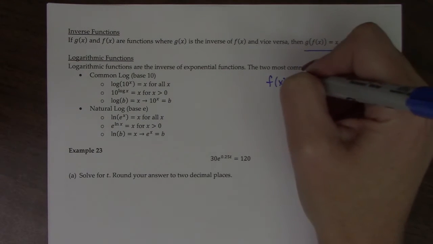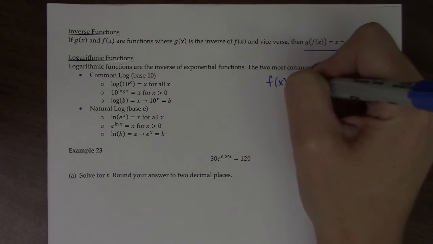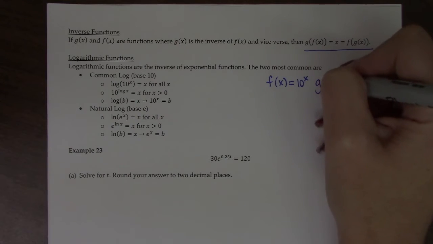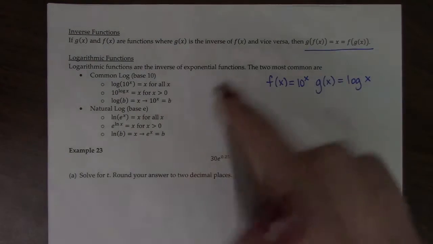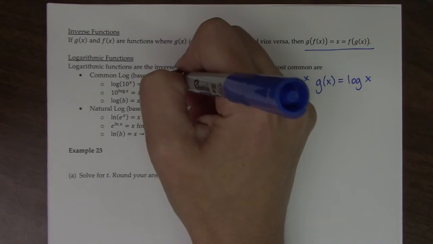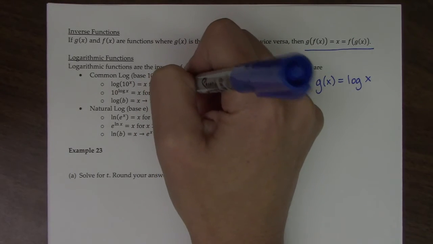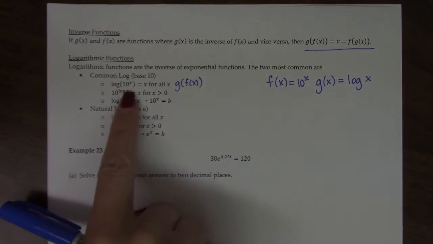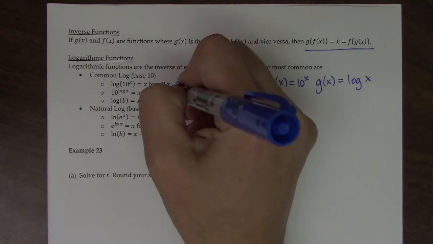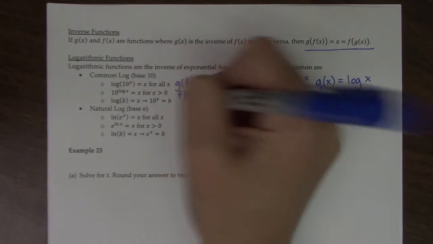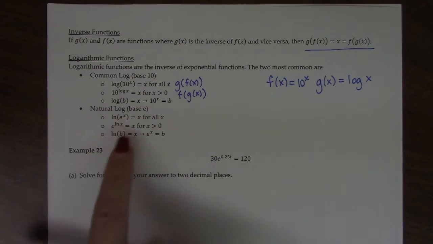If f of x equals 10 to the x and g of x is log of x, that's what we've got here. So this is g of f of x. So I composed it. I took f of x and plugged it into g of x. This next one is saying, well, I took g of x and plugged it into f of x.